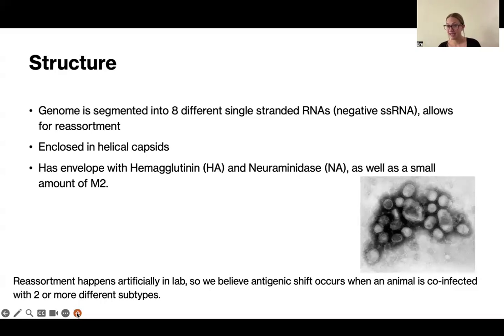Now, I told you we were going to get into reassortment, so here's a little bit more about that. It can happen artificially in labs, and we believe how it happens in nature is that when an animal or a human gets infected with multiple types of the flu, the virus can rearrange and reassort because of those 8 different single-stranded RNAs, and that creates new strains and new changes in functions.